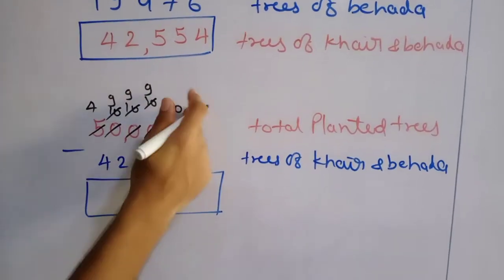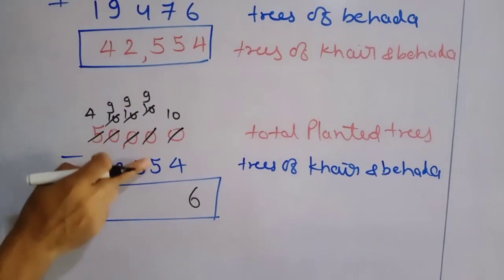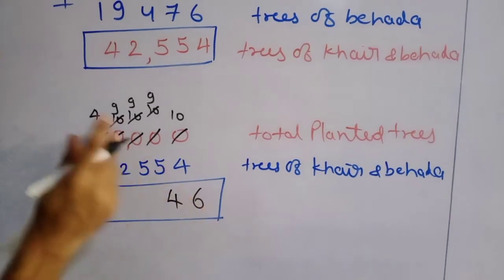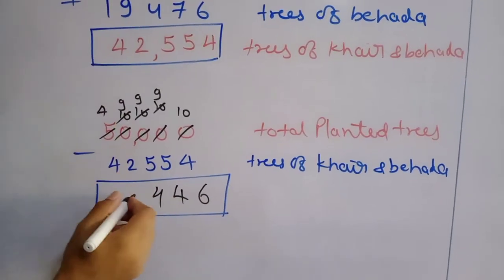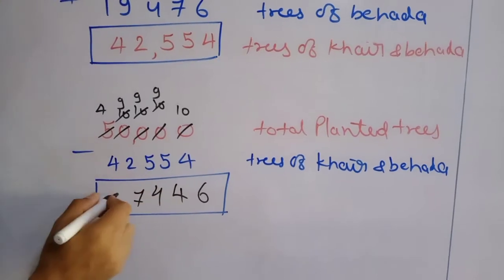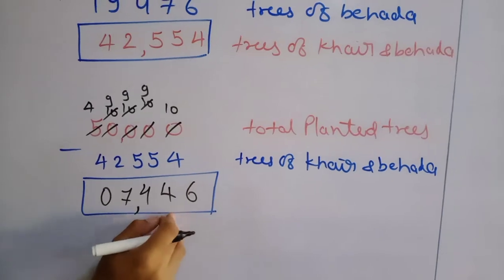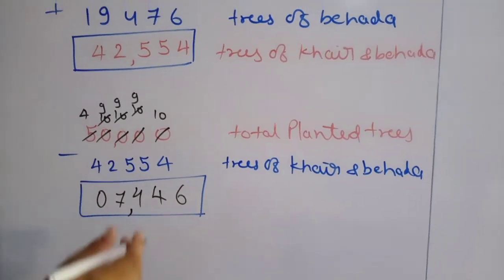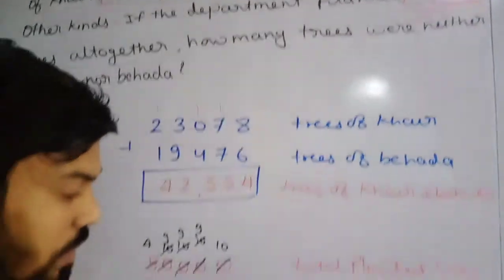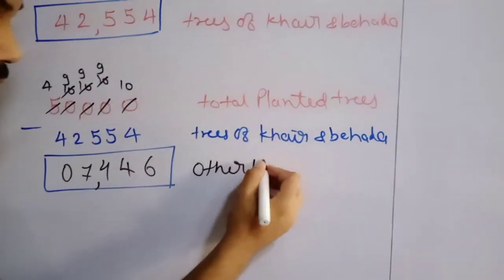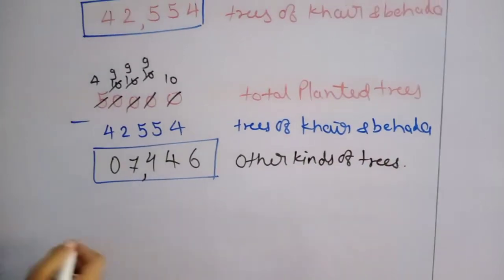So we can say 10 minus 6, 4. 9 minus 5, 4. 9 minus 5, 4. 9 minus 2, 7. 4 minus 4, 0. We can say 7446. That is nothing else, that is the other kinds of trees, or we can say other trees.